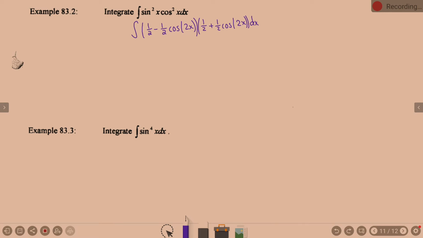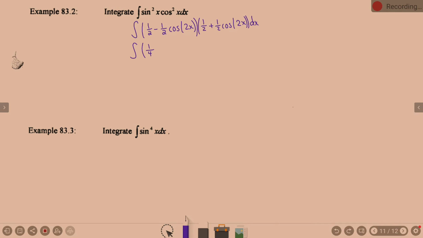Okay. What do we have to do with these two? Foil? We are foiling, yes. Again, I didn't say it was pretty, did I? Okay, we are foiling. Nice thing is they're conjugates, though. 1/2 times 1/2 is 1/4. 1/2 times 1/2 cosine 2x is going to be what? 1/4 cosine 2x. But you have a 1/2 times a negative 1/2 cosine 2x.